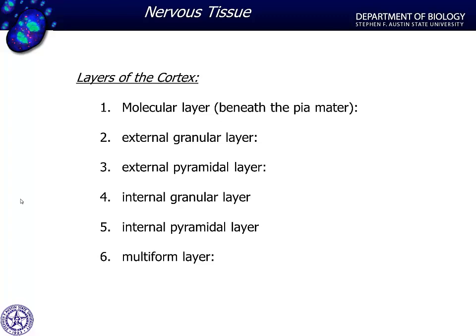Now notice we have external and internal granular and pyramidal layers. That is, as we're going deep, we're going to distinguish one from the other. And then lastly, just before we get to the white matter, we have a multiform layer which has cells of many different sizes and shapes, and so it's almost like the miscellaneous category in labeling our cells.